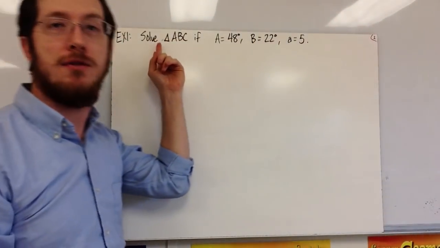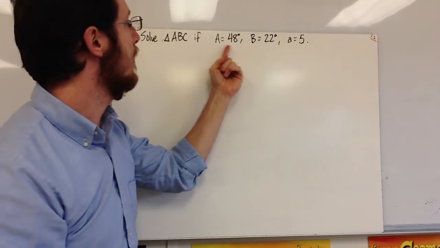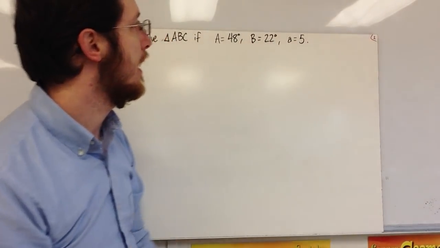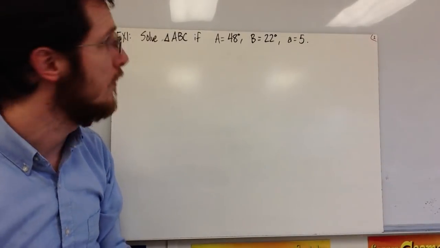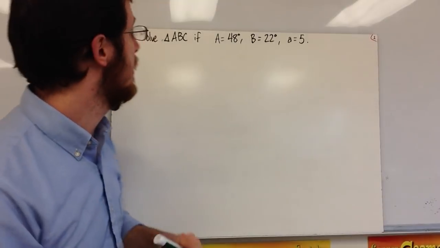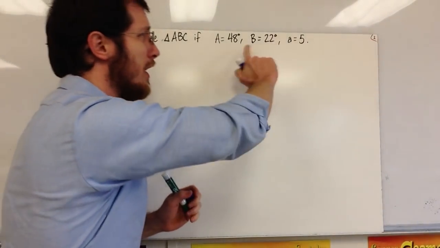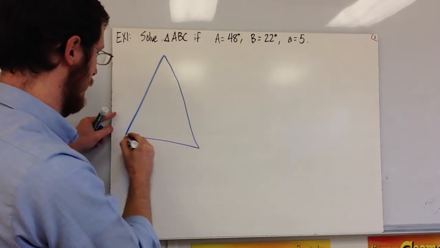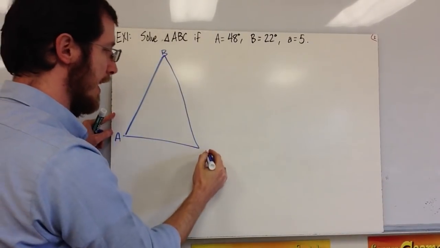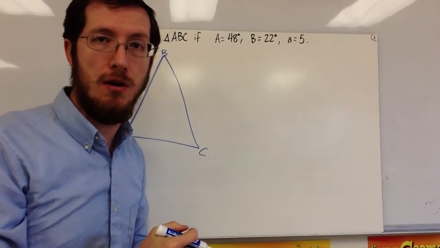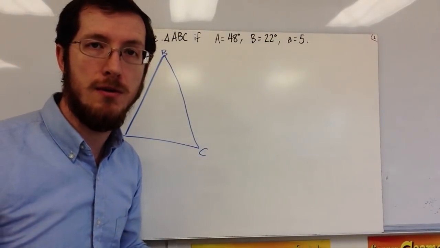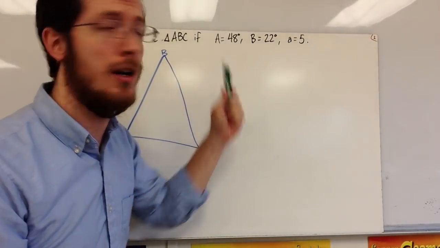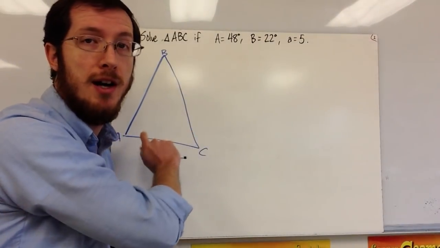Okay, example number one. Solve triangle ABC if angle A is 48 degrees, measure of angle B is 22 degrees, and side a is 5 inches. Okay, we're not given a picture, so the first thing we want to do is draw a picture. And we're only given a little bit of information about our triangle, so I'm just going to draw a generic triangle, label it ABC. We're going to assume that all the triangles we draw for this unit are not to scale, just like you would do in geometry class.